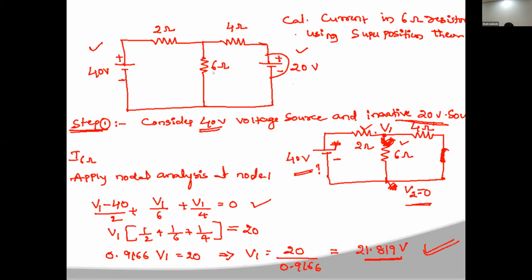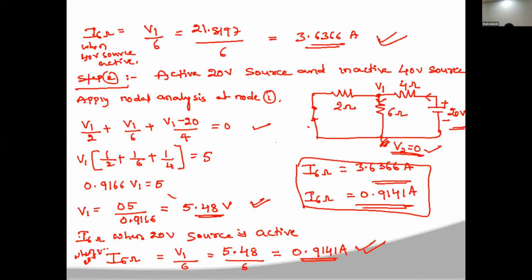Our requirement is the current across the 6 ohm load; they are asking to find the current across 6 ohms, so this is the load current. That is I2, which is V1 by 6, that is 21.819 by 6. We got the current as 3.696 amps. Okay, all understand? In the general method the load current will be 3.6396. Now coming to the superposition theorem.